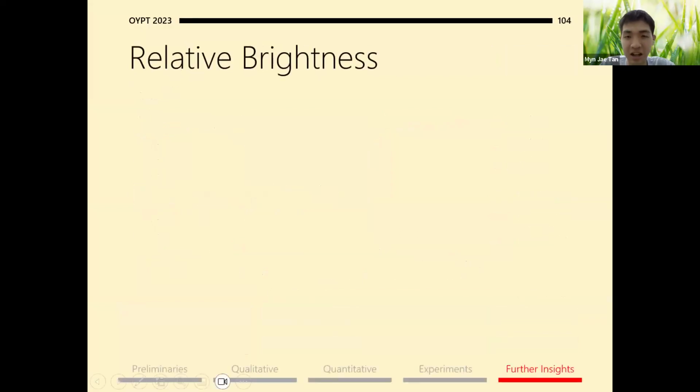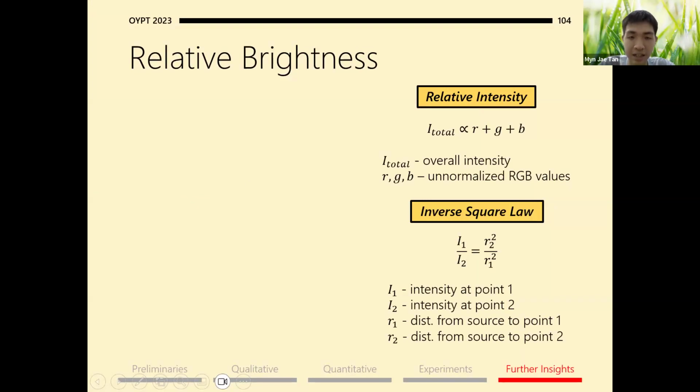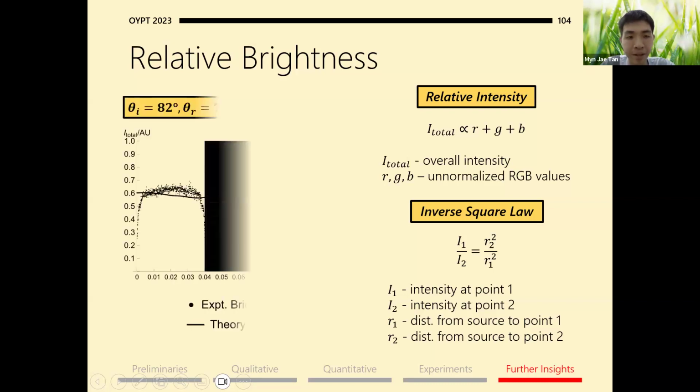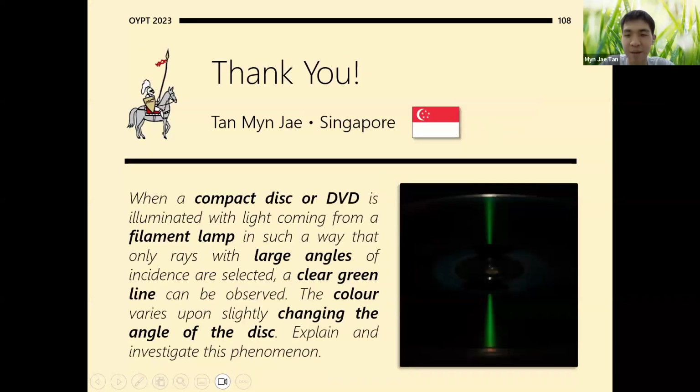We can also calculate the relative brightness of the line on the optical disc. Because the relative intensity is proportional to the sum of the normalized RGB values, we can also apply the inverse square law, which suggests that the intensity of light is inversely proportional to the square of the distance between the light source and the observer. So we can somewhat theoretically model the relative brightness across the entire line. So that's pretty much the end of my presentation. Thank you.